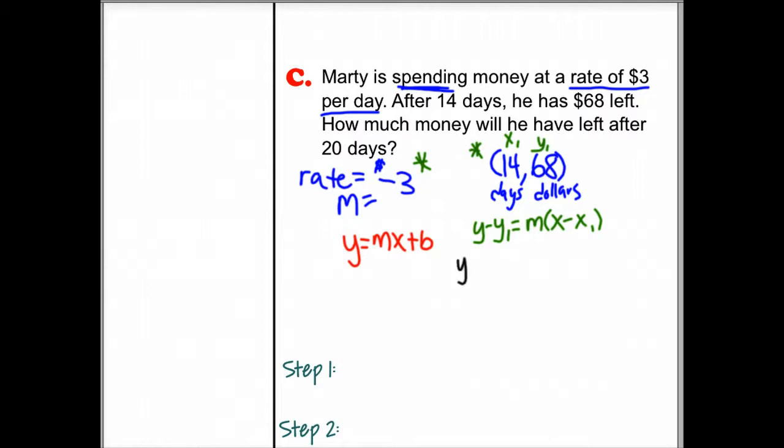We have y minus 68 equals, our slope is negative 3, times x minus 14. Now we're going to distribute this through. So we'll get y minus 68 equals negative 3x plus 42. And we want to write it as y equals mx plus b. So we want to solve for y. So then what we do is we add 68.